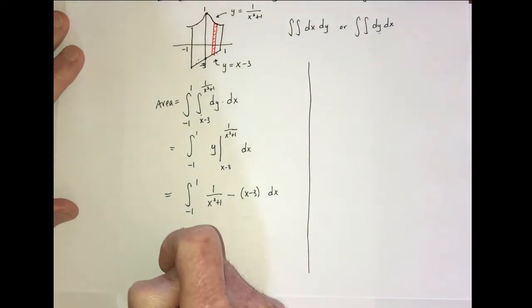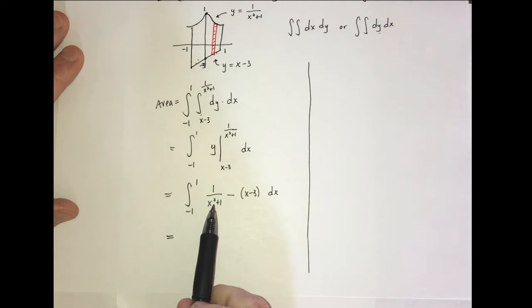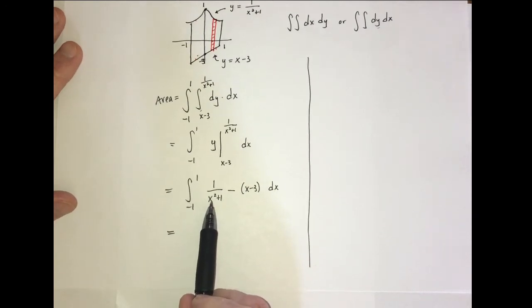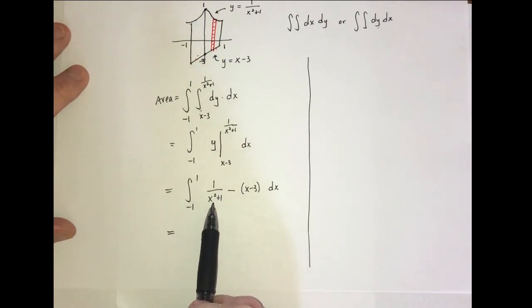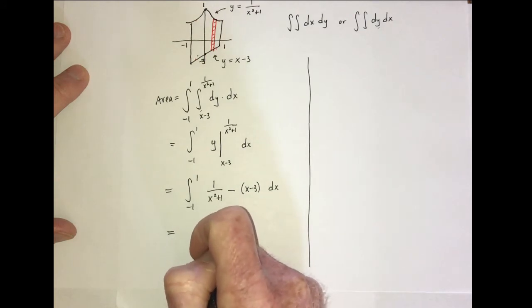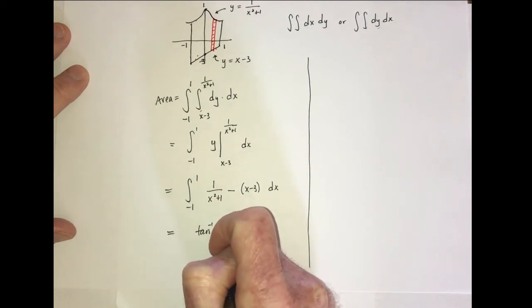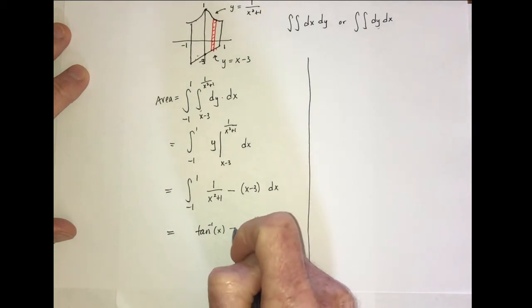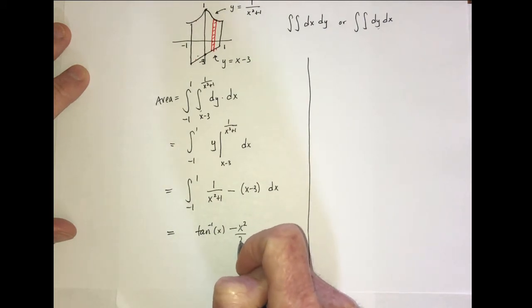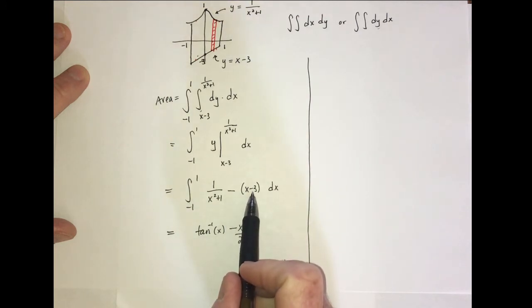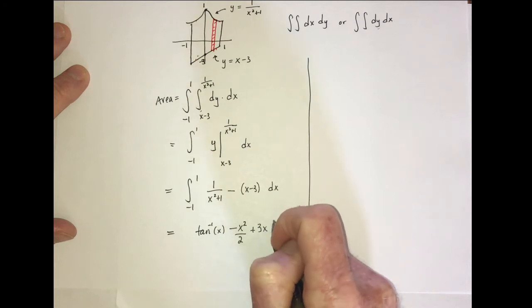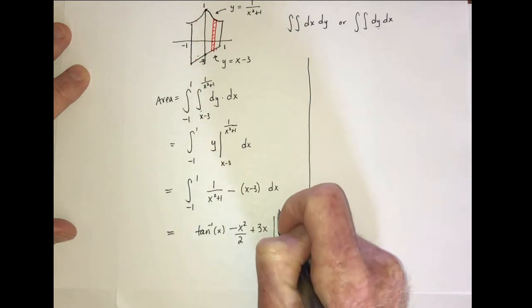So then for the antiderivatives. I guess you could simplify this, but it's just distributing a negative sign, so I don't really need to do that as a separate step. The antiderivative here is tangent inverse of x. And then this would be integrate x, so it's going to be minus x squared over 2. And then distribute the negative, so this is a positive 3, so that'll be positive 3x. And then evaluate that from -1 to 1.